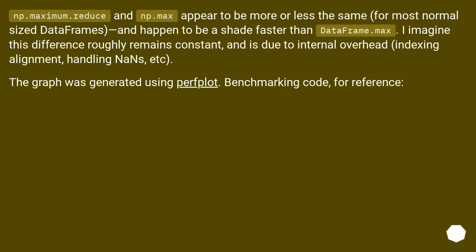np.maximum.reduce and np.max appear to be more or less the same for most normal-sized data frames, and happen to be a shade faster than dataframe.max. I imagine this difference roughly remains constant, and is due to internal overhead, indexing alignment, handling nans, etc. The graph was generated using perfplot benchmarking code, for reference.